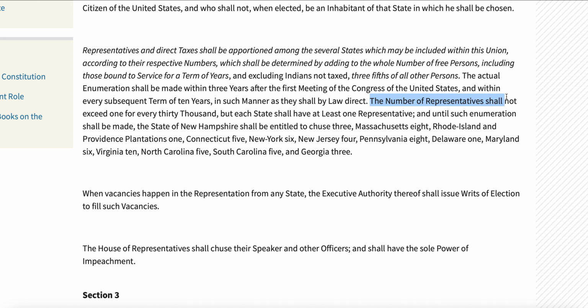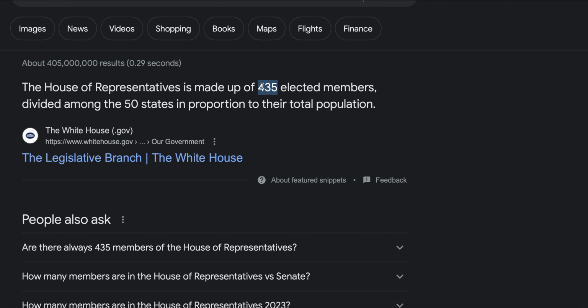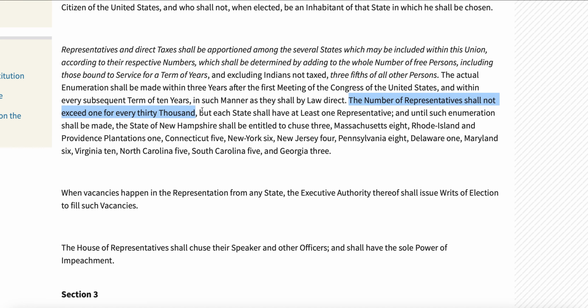The number of representatives shall not exceed 1 for every 30,000 citizens, 1 for every 30,000 people. So it's based on population. The idea was, as the population would rise, you would add more representatives commensurate with that population growth. So 435 needs to be about 5,435. So 1 for every 30,000.